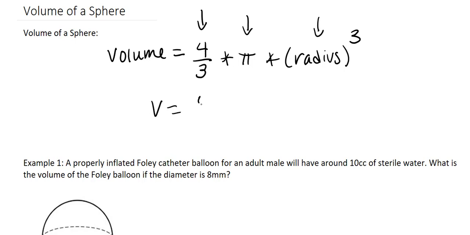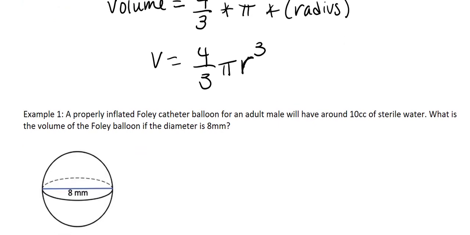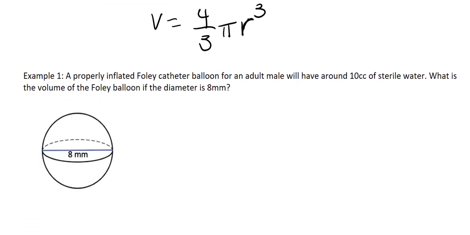So this can also look like this: 4 over 3 pi r cubed. You'll probably see it like that. Now, let's go ahead and look at the first example.